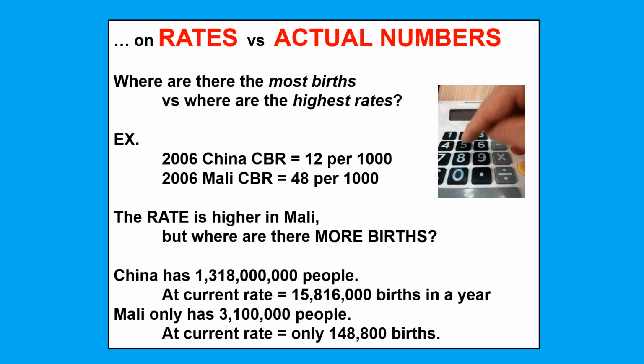And then asking the question, where do you have more births going on? Well, everyone would say, well, Mali, because it's shaded in the higher category. But actually, there's a lot fewer, if you're actually looking at the actual number. Yeah, the rate is higher, but not the actual number. All right, so for example, at the time, this is 2006 data, China's 1.3 billion population added 16 million people every year, whereas Mali only had 3 million, so it only added about 150,000.